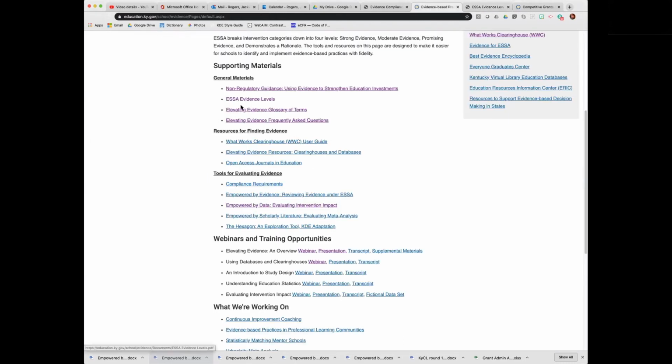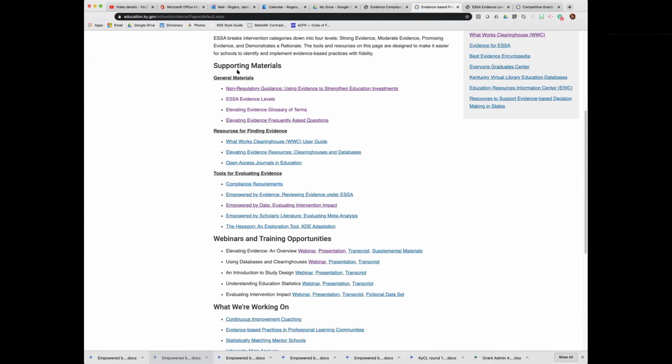That was the evidence levels. You also have a glossary of terms. I'm not going to click on that, but that makes sense why that would be in there. And also frequently asked questions, which is very helpful especially when you get deeper into things and you need to really think about the nuance of things. That's where you can go.